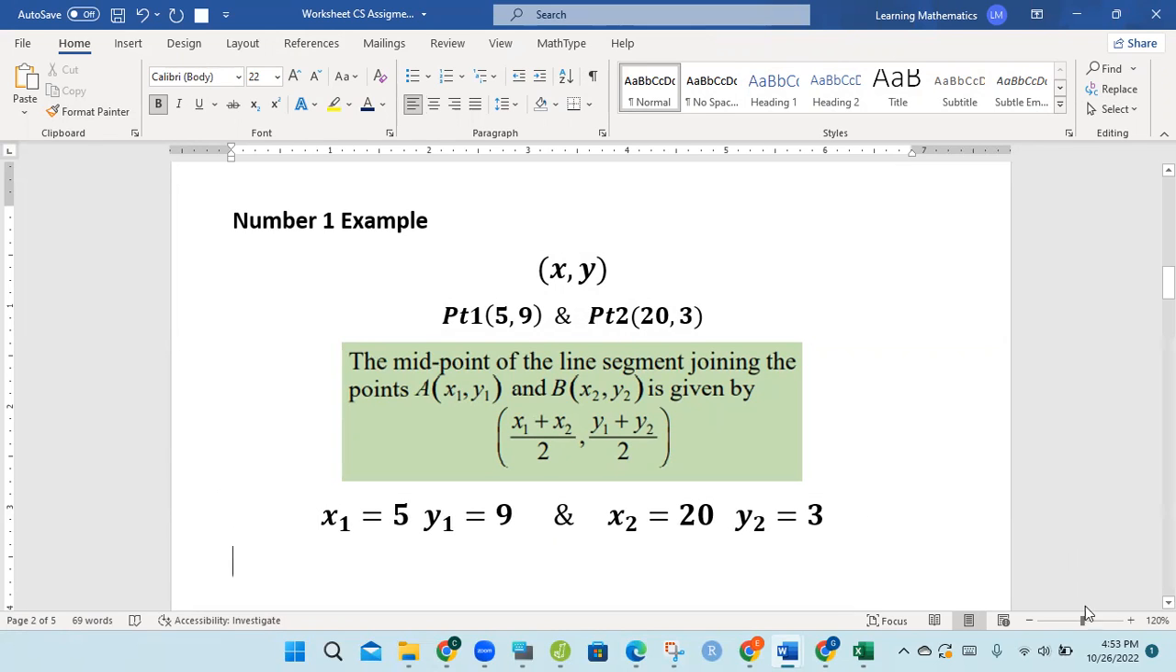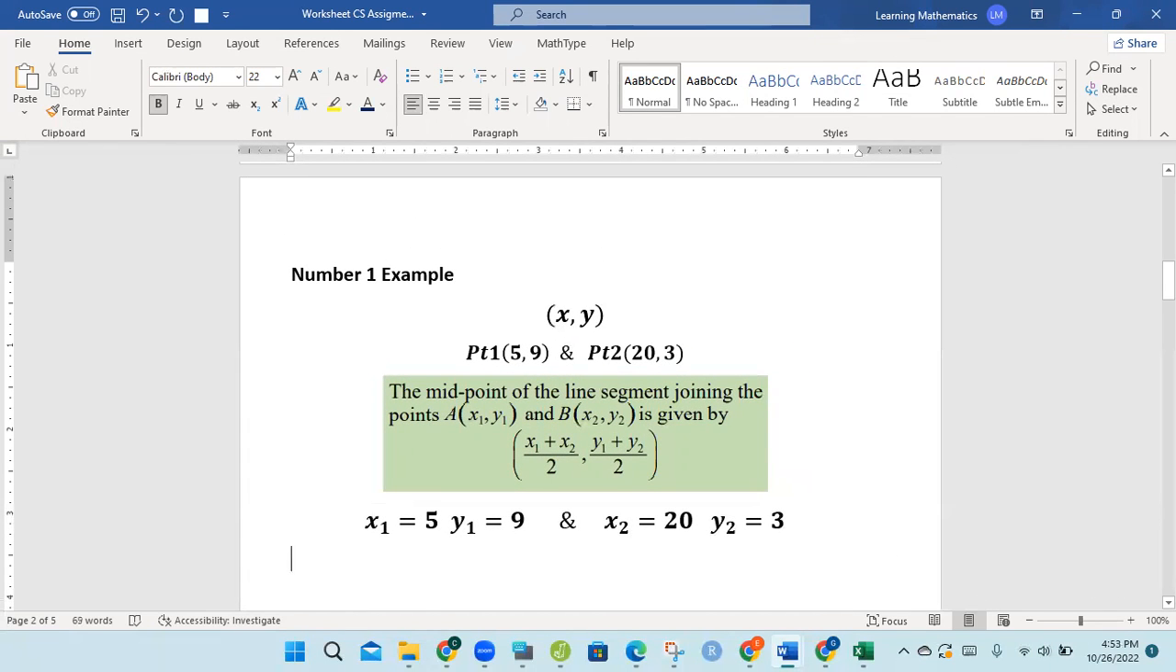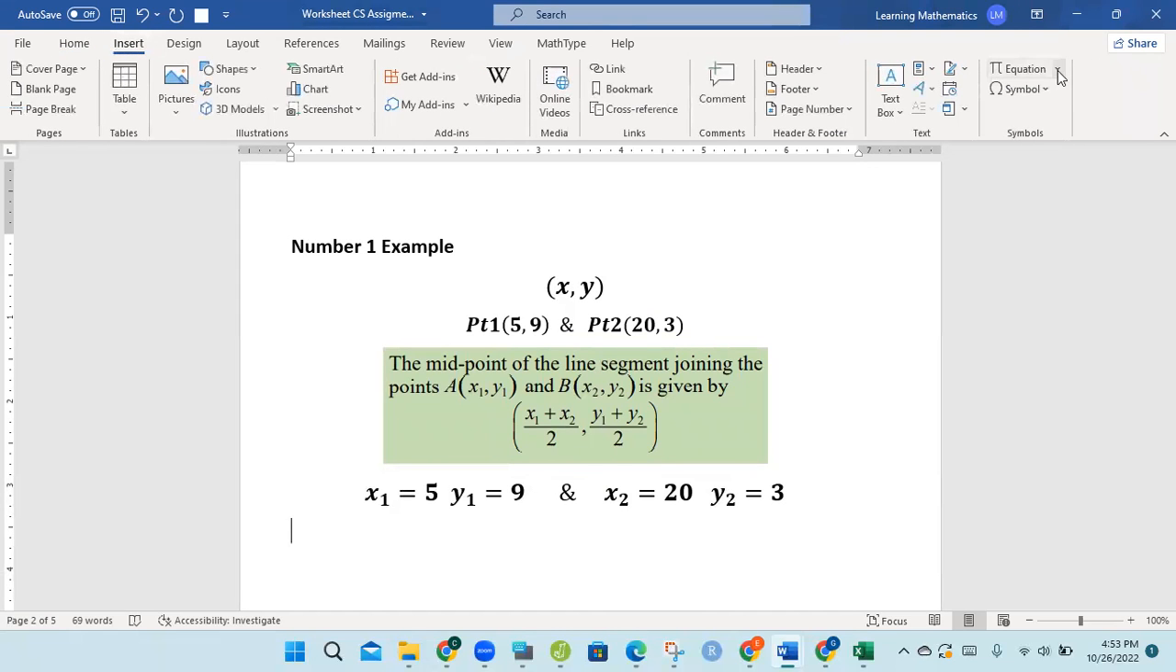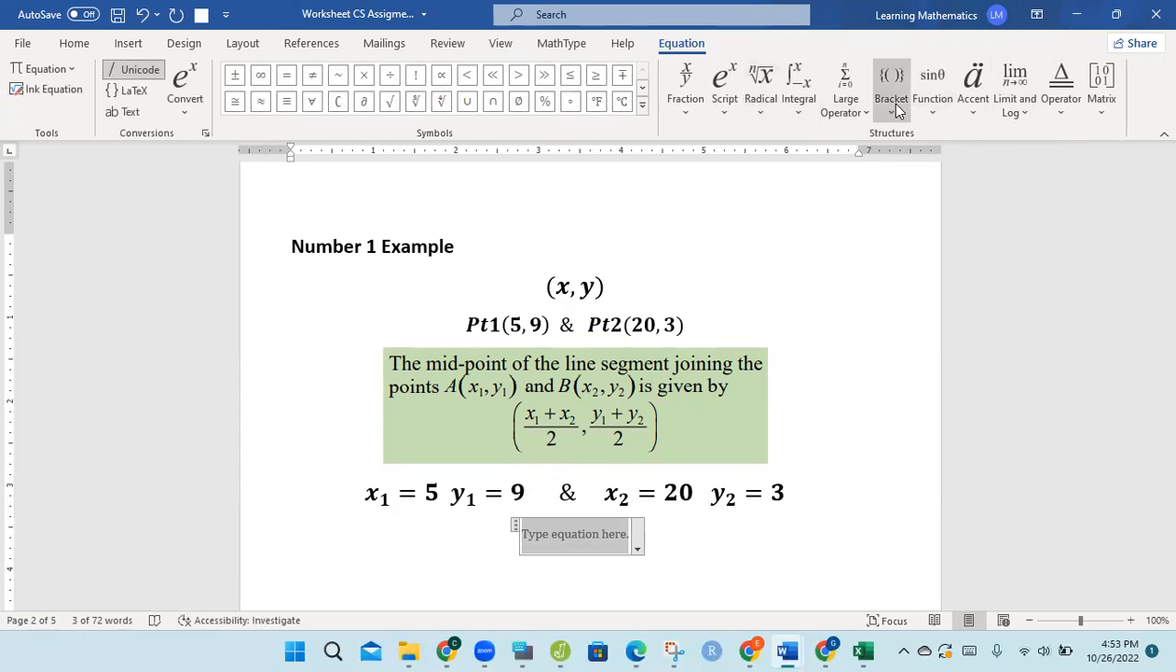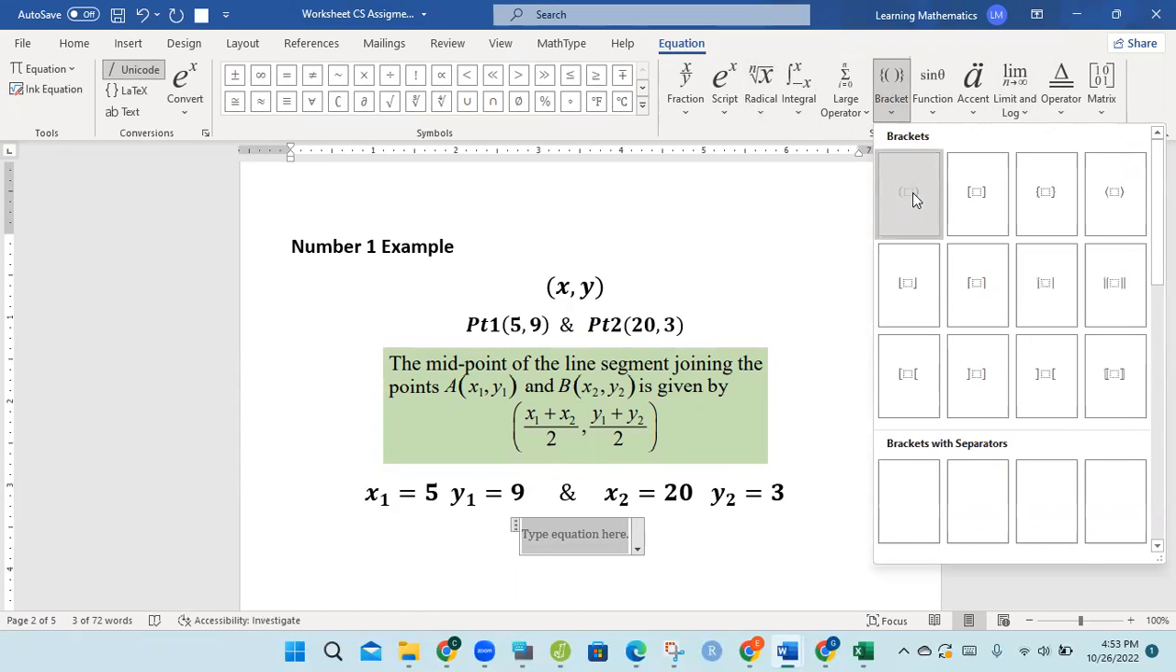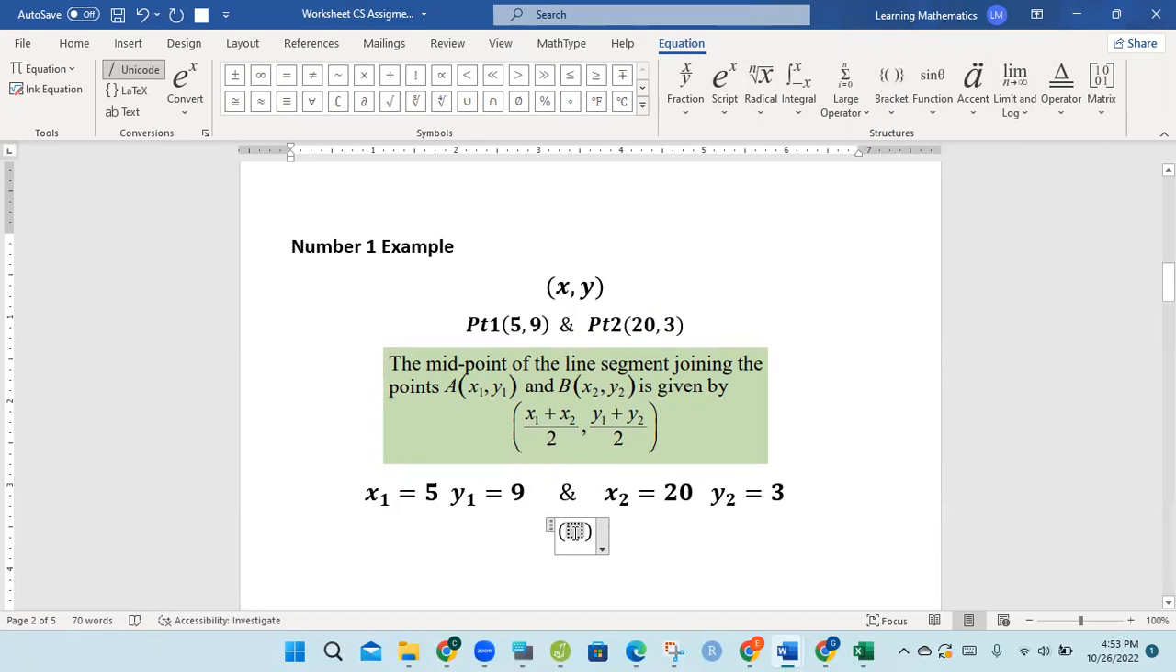Having labeled this, we can start to substitute into the formula for the midpoint. As you can see, it comes with a big bracket because the coordinates of a point must be in a bracket. Here we have x1, which is 5, plus x2, which is 20, divided by 2, comma. That's how we find the x coordinate of the midpoint: by adding the x coordinates and dividing by 2. To get the y coordinate of the midpoint, we add the y coordinates, which is 9, that's y1, plus y2, which is 3, divided by 2.